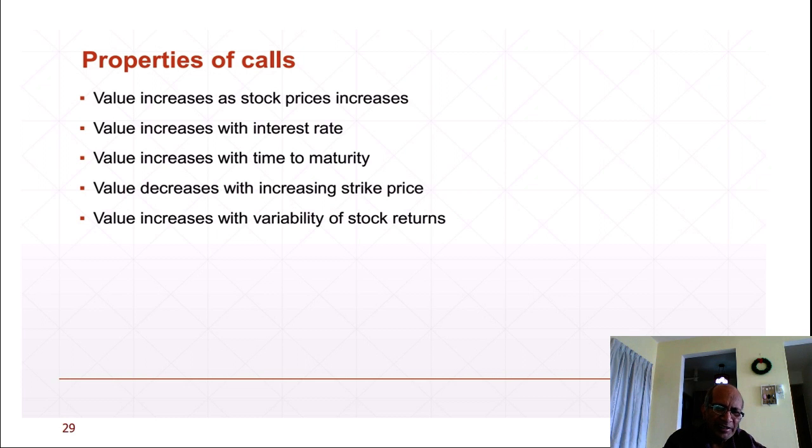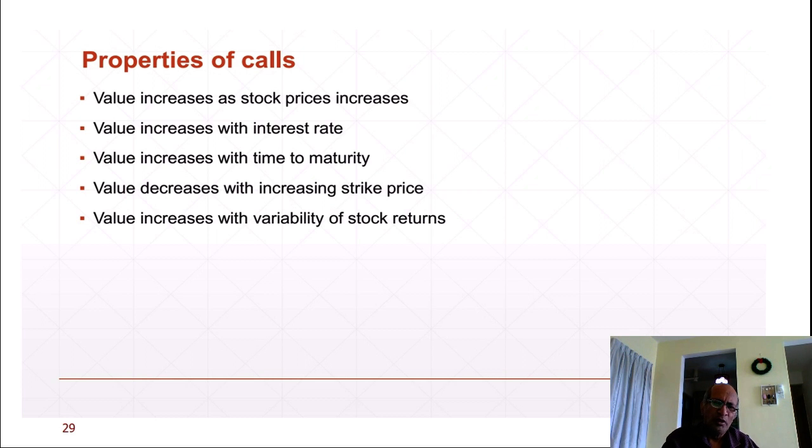Okay. Value decreases with the increasing strike price. This is the only one which has what we call an inverse relationship here. When the strike price increases, this is a call, and when the strike price keeps increasing, the chance of you exercising keeps decreasing. That's why the value decreases. Value increases again with the variability of the stock return, the standard deviation itself, the volatility. Value increases with the volatility increase.